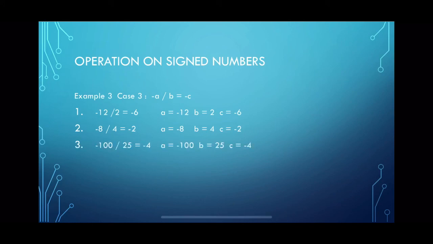For number 3, we have negative 100 divided by 25 is equal to negative 4, where A is equal to negative 100, B is equal to 25, C is equal to negative 4. For number 4, we have negative 22 divided by 11 is equal to negative 2, where A is equal to negative 22, B is equal to 11, and C is equal to negative 2. For number 5, we have negative 10 divided by 2 is equal to negative 5, where A is equal to negative 10, B is equal to 2, and C is equal to negative 5.